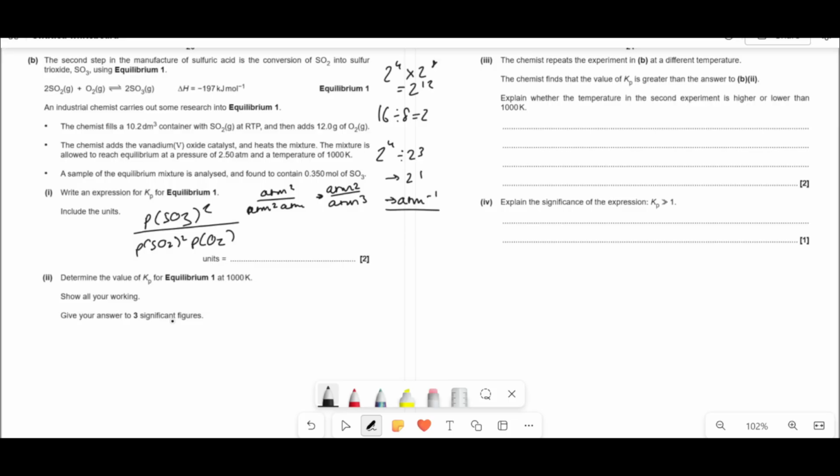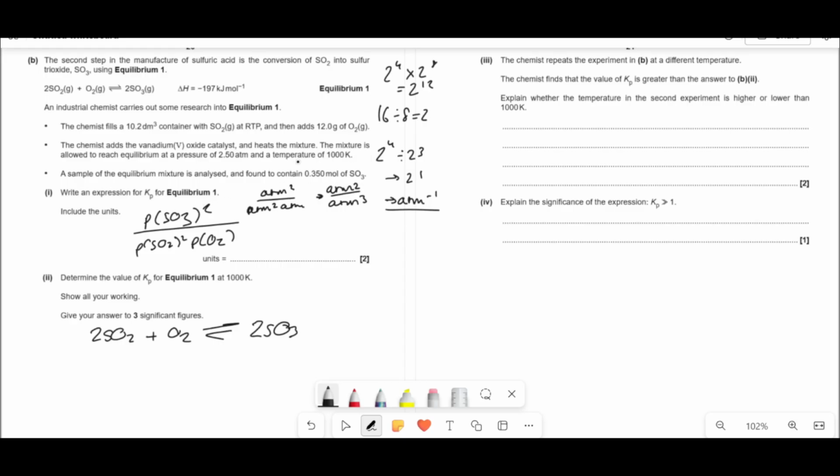You need to figure out what you have at equilibrium, because it's not going to be the same as what you start with. And a lot of people fumble this because they don't read the question properly. This question has told you that we have this as our overall equation, so rewrite that. And it says they filled this decimeter cubed with SO2 at room temperature, and then they add 12 grams of O2. Now what they do is they add vanadium, the catalyst, and they allow it to reach equilibrium, and then at equilibrium it has this much.